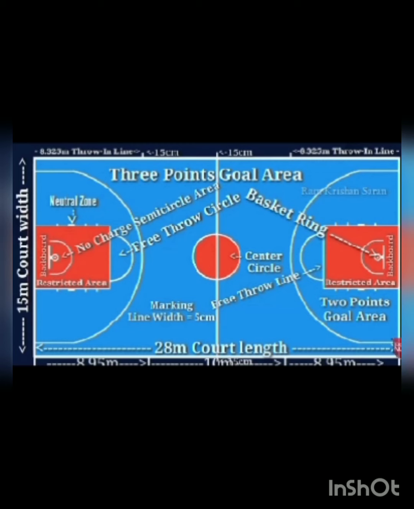As I said, it's a very fast game and it's played between two teams which are having 5 players on either side. No doubt each team has got 15 members in each team, out of which only 5 are allowed to play. So coming to the game and its rules and a few skills, I will be speaking to you in this game.